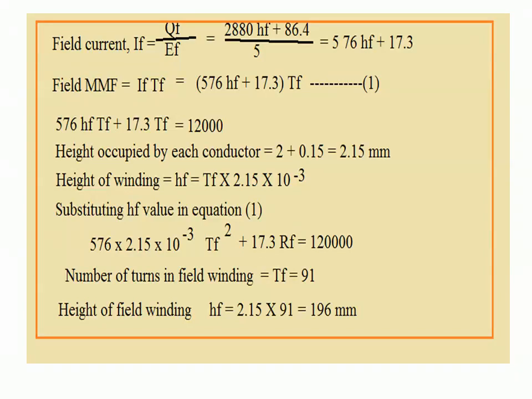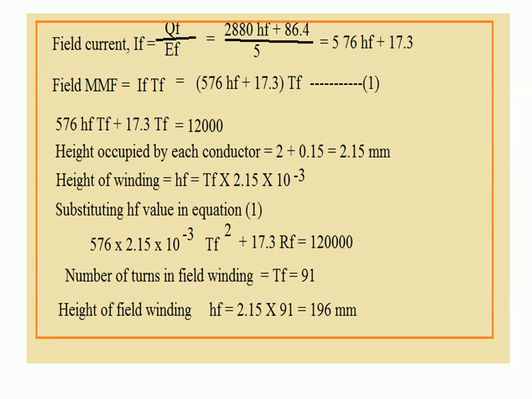Next you can go for calculation of field current. Field current equals QF divided by EF. So we have to frame one expression. Field MMF should be equal to multiplication of current and number of turns. You frame equation 1. Then 576 HF into TF plus 17.3 TF equals 12,000. Height occupied by each conductor is 2 plus 0.15, 2.15 mm.